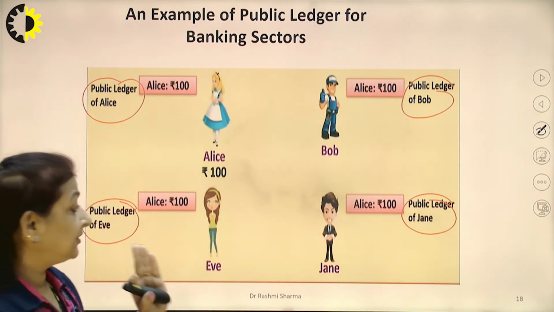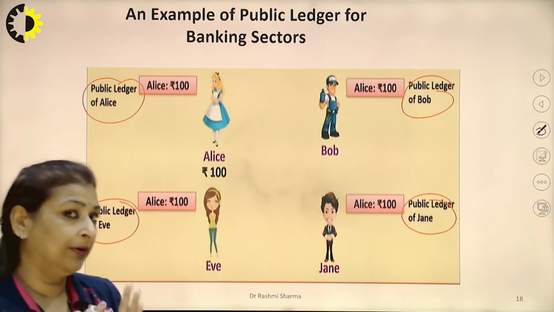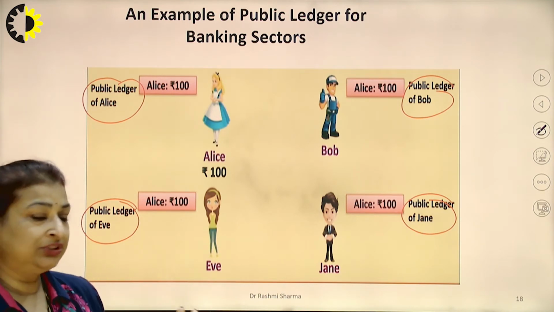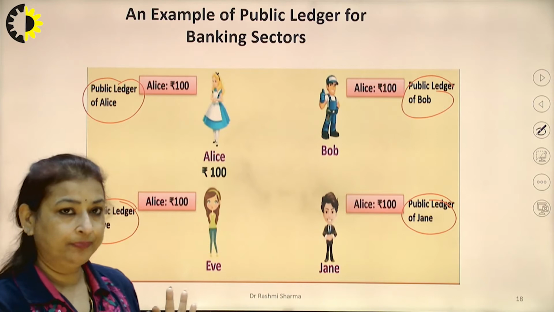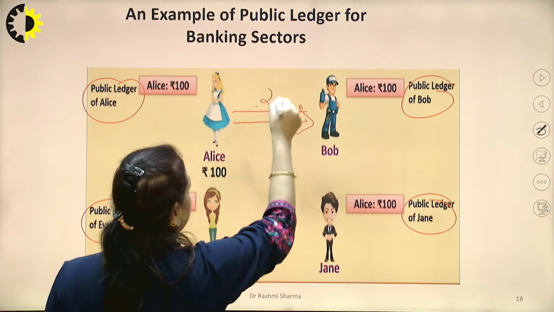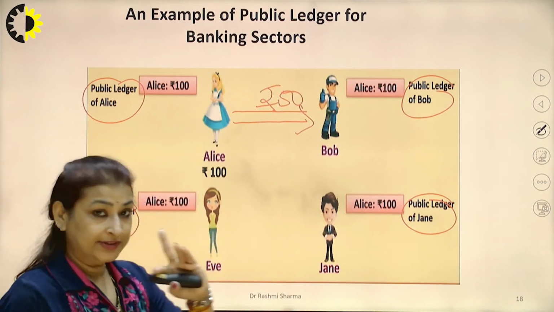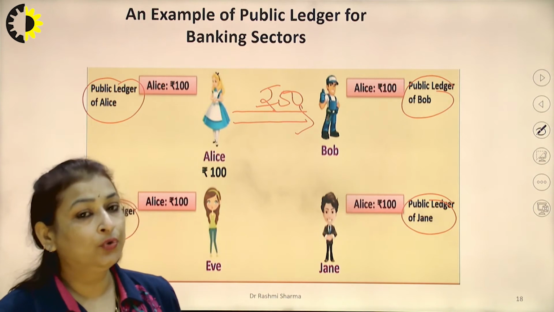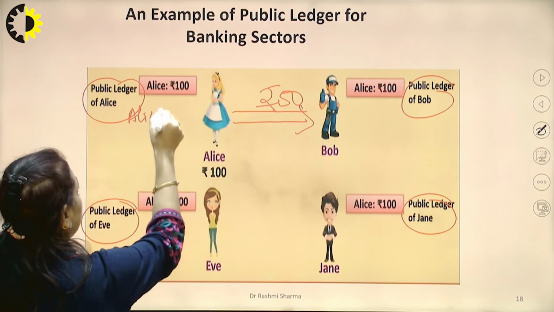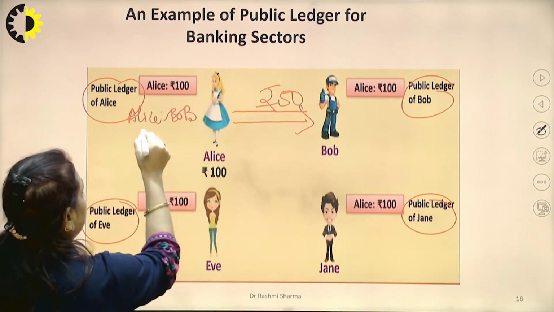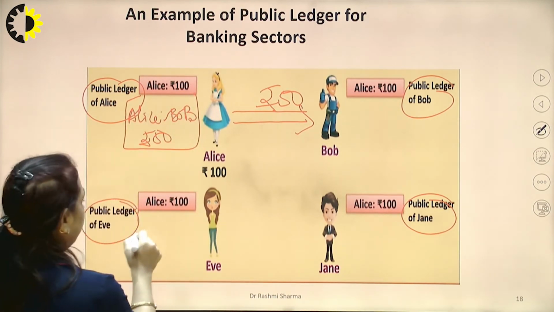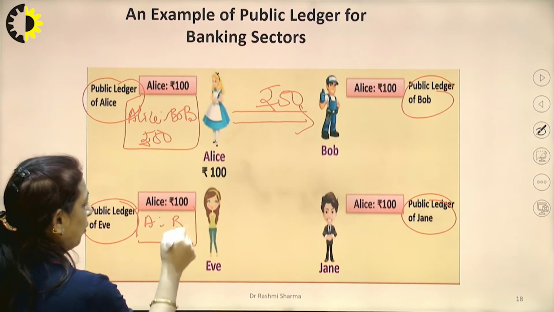All these 4 public ledgers are telling that Alice has rupees 100. No information about Bob, Jane or Eve. Now I want Alice to transfer rupees 50 to Bob. First thing, Alice has to transfer rupees 50 to Bob. So a line would be added, Alice to Bob rupees 50, in her public ledger. I am writing this in short form: Alice to Bob rupees 50.